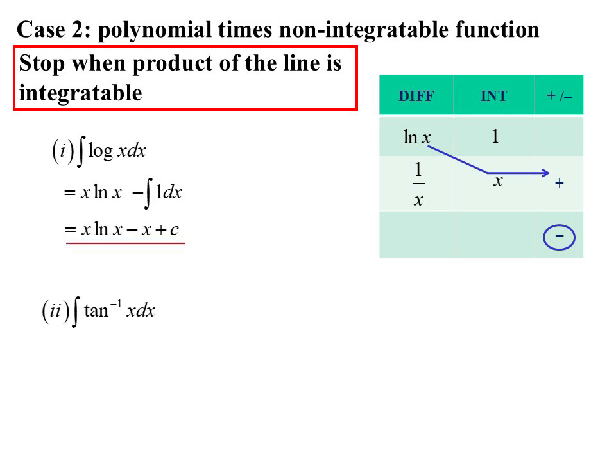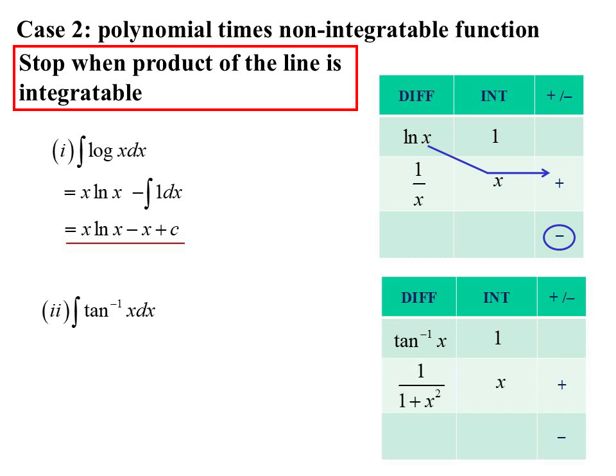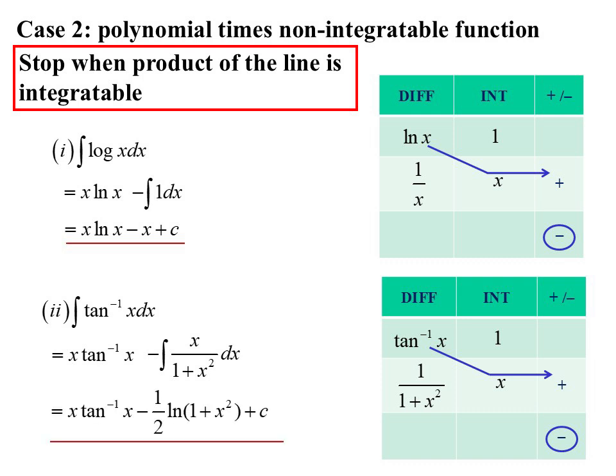So inverse tan x, I'll differentiate and I'll look at that line. I can integrate that because I've got derivative times function. I can get it into that form. x inverse tan x, but then it'll be minus the integral of that line, which we said we can integrate, and we'll get minus a half log of 1 plus x squared.